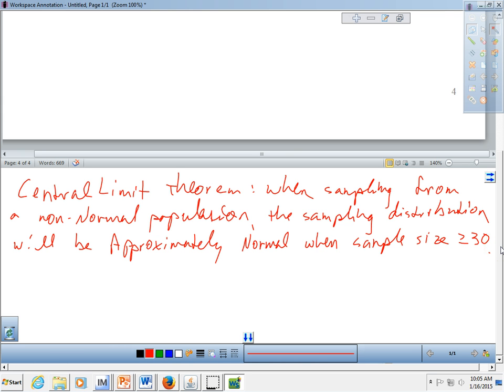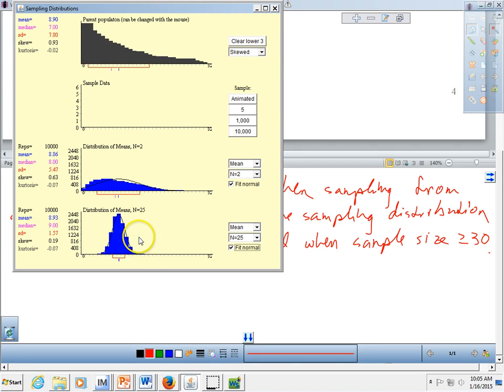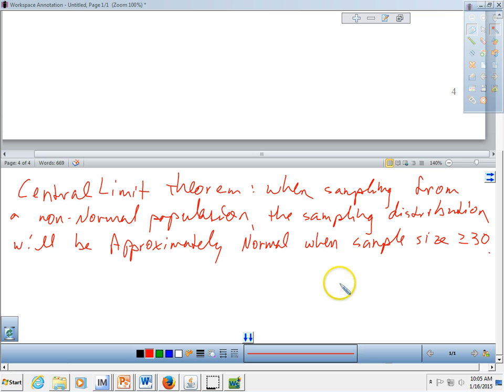Now, we go back to the applet, and the largest sample size we could take was 25, and 25 was getting pretty close, right? 25 was getting us pretty close. And so 30 has become sort of this universally accepted, or at least in AP statistics, accepted as the sample size that gets us to approximately normal.